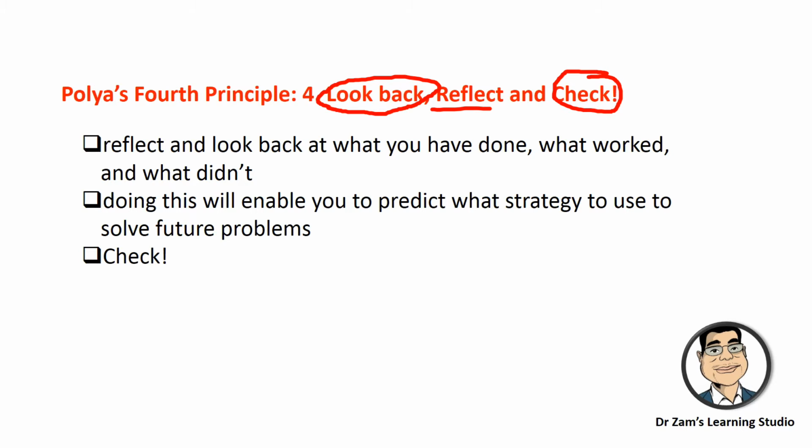So what happens here is when the child is doing the word problems, the child is supposed to reflect and look back at what he or she had done and ask himself or herself what worked and what didn't. So it's basically for the child to keep learning the different skills. When you have more and more practice, it will enable you to predict what strategy to use for future problems. So this is the part where they say practice makes perfect.